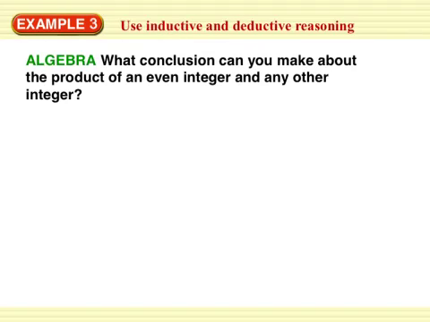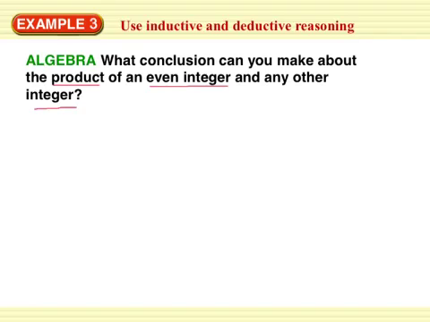What conclusion can you make about the product of an even integer and any other integer? If you remember, product is multiplication. Even integer, that's 2, 4, 6, 8, 10, 12, on and on. An integer is a whole number, and any other integer. We just have to start making guesses and writing down ideas. There's no numbers in the problem, and that might confuse some of you, but just start making some guesses and look for patterns.